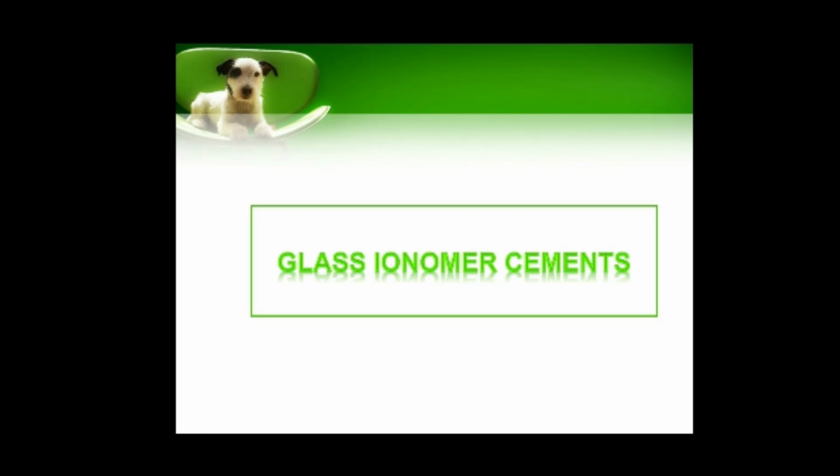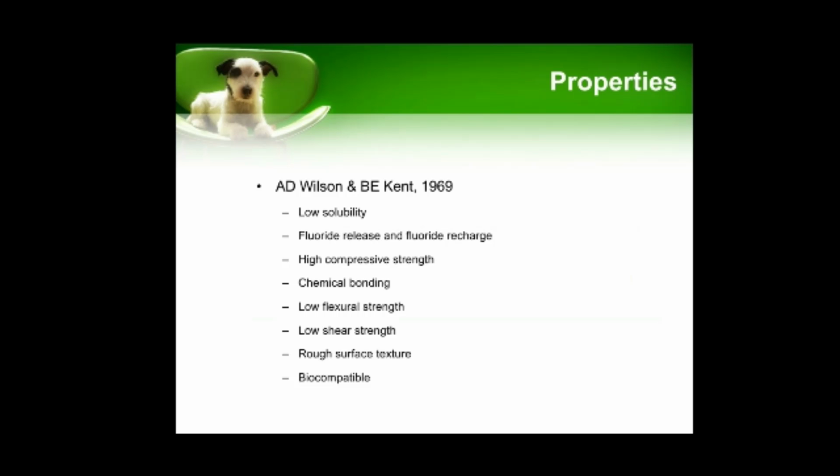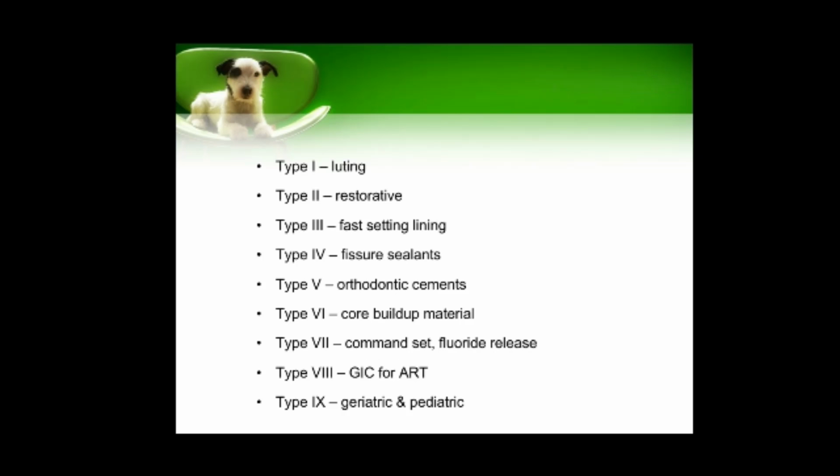Next is glass ionomer cement. It was first introduced by A.D. Wilson and B.E. Kent in the year 1969. It has the properties of low solubility, fluoride release and fluoride recharge capacity, and high compressive strength. It has a chemical bonding to the tooth structure, low flexural strength and low shear strength. It has a rough surface texture and it is biocompatible to the tissues.